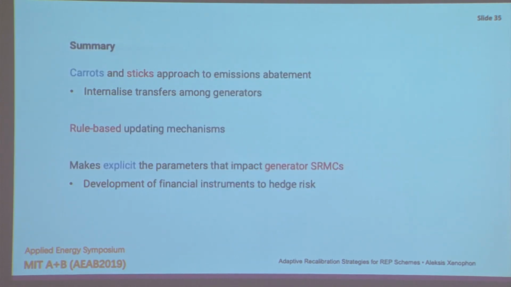Okay, so just to sum up, we've got a carrots and sticks approach to emissions abatement here, where we're internalizing transfers among generators, okay, in a technologically neutral way. We don't care what type of technology we're using, we just care about emissions intensities. And we've got two rule-based updating mechanisms, which are really, at their core, trying to make explicit the parameters that impact generator short-run marginal costs.